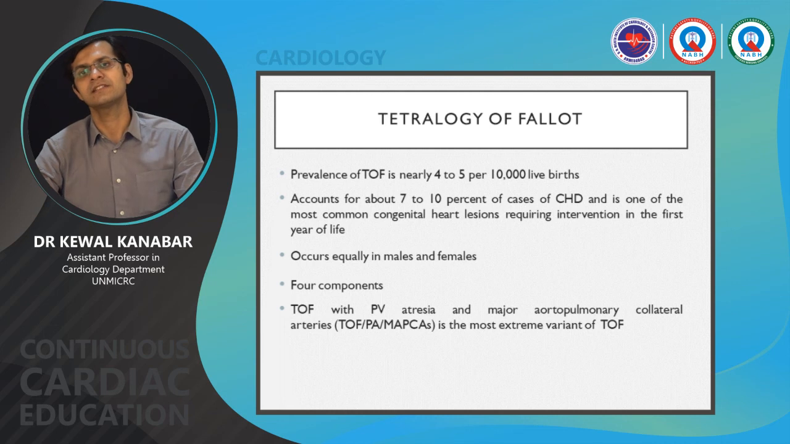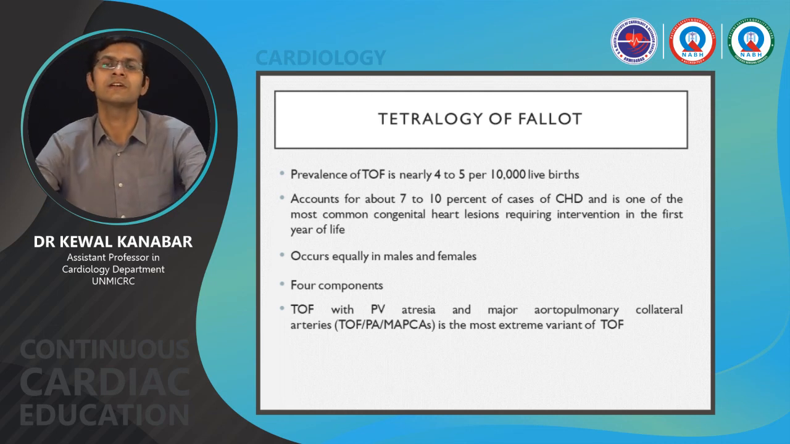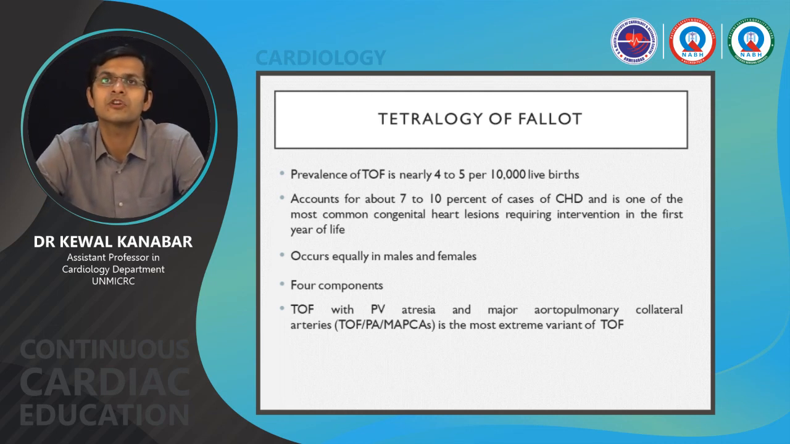Truncus arteriosus as such is a relatively rare condition. What is very common, and one of the most common congenital heart diseases, in fact one of the most common cyanotic congenital heart diseases, especially in adults, is tetralogy. So tetralogy of Fallot has a prevalence of 4 to 5 per 10,000, accounts for almost 10% of cases of congenital heart disease, and is one of the most common conditions requiring intervention in the first year of life. There is no sex predilection for this condition.